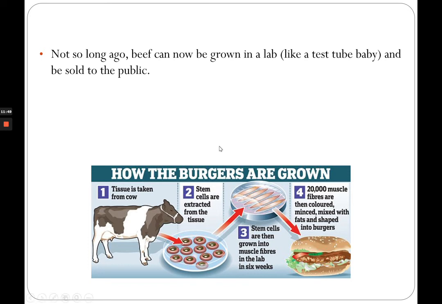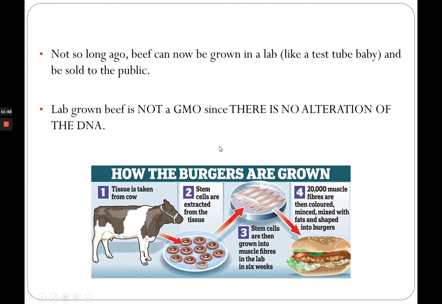This particular example is technically not a GMO. Why is that? Well, remember, genetically modifying an organism means that you're inserting foreign DNA into the DNA of a host organism. Here, you're not altering the DNA. Everything that you're using is from this original cow. So because you're not altering it, you're just artificially growing it. So technically, not a GMO, but it is an example of what we call genetic engineering.